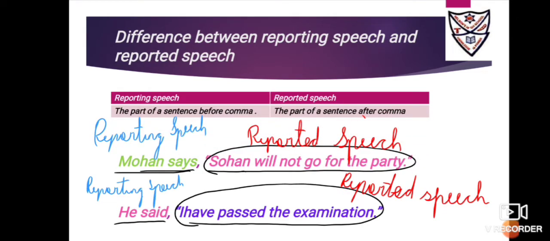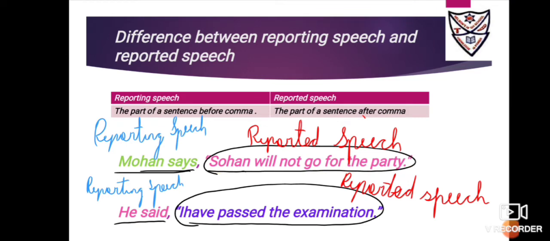Okay, let us begin with this, children. What is a reporting speech and what is a reported speech? The very first, the part of a sentence before the comma is called the reporting speech. As you can see, Mohan says, okay, and you can see a comma. So this is the comma that bifurcates the reporting speech and the reported speech. Okay, this is what I have told you in the previous slide. So here you could see the part before the comma is called the reporting speech, and the part after the comma, when the inverted commas begin, that speech is called the reported speech.